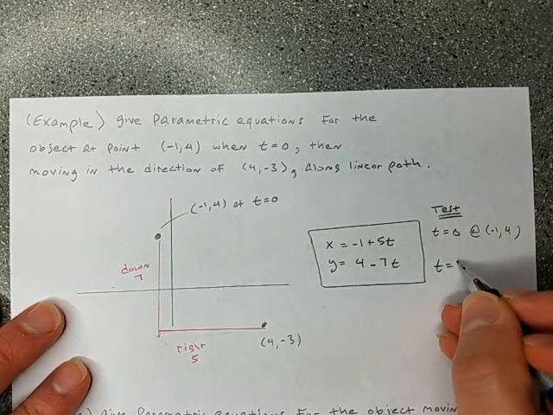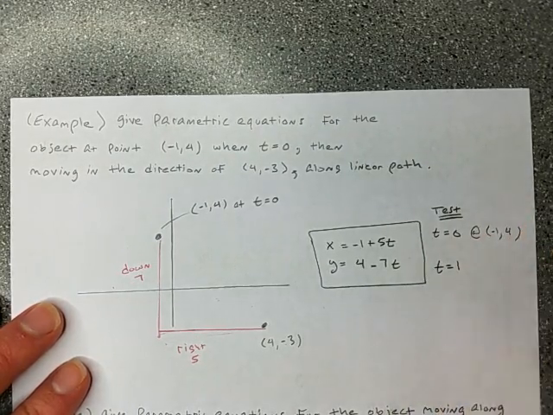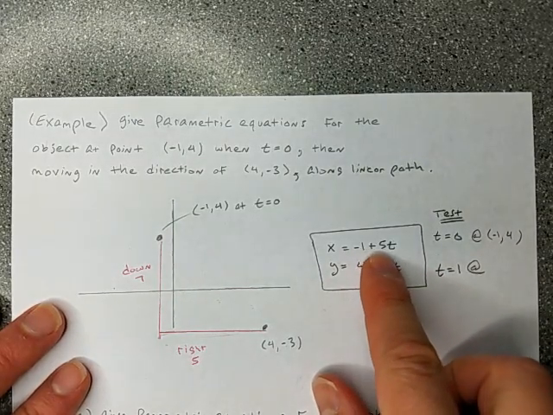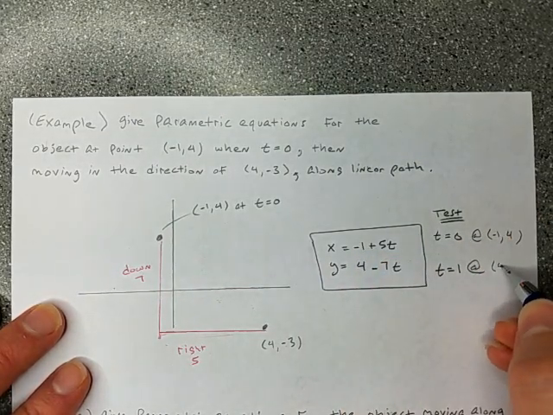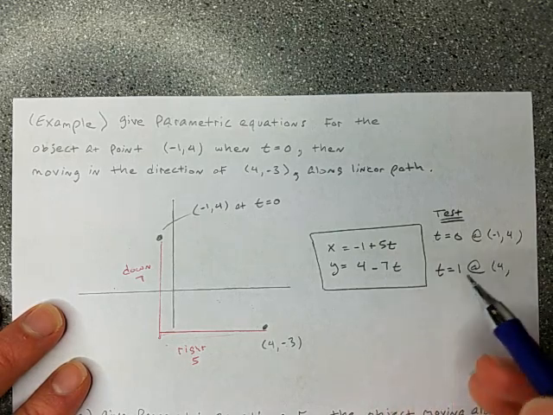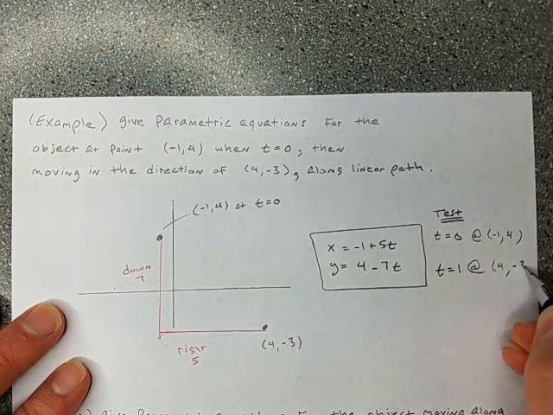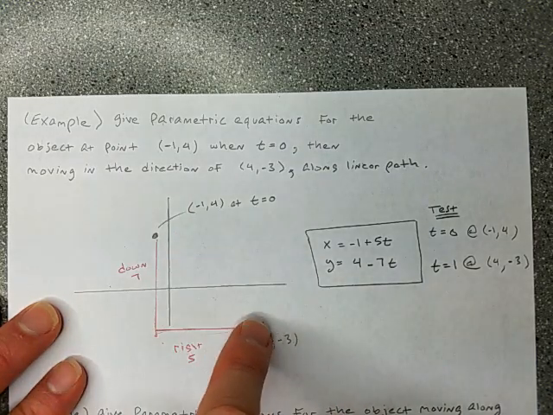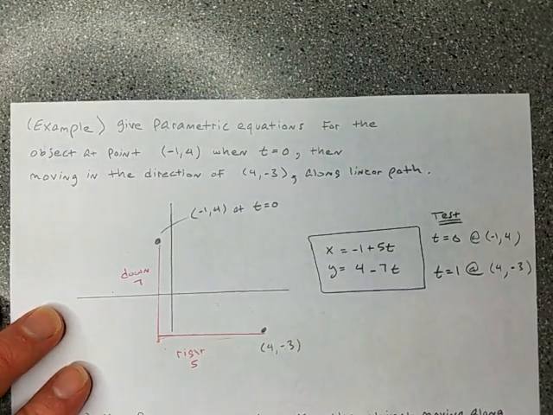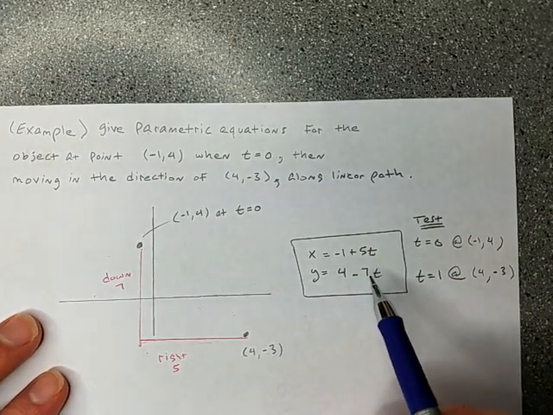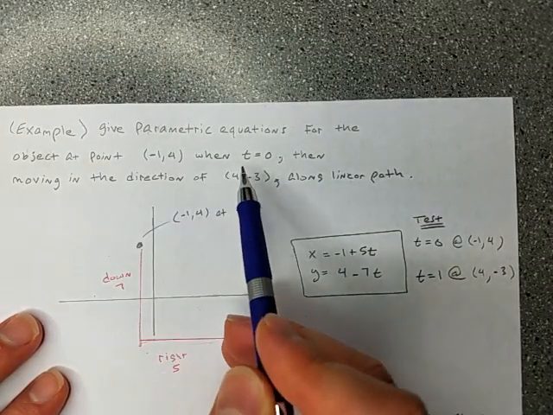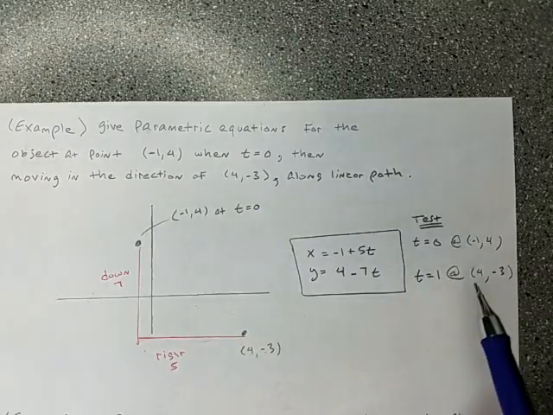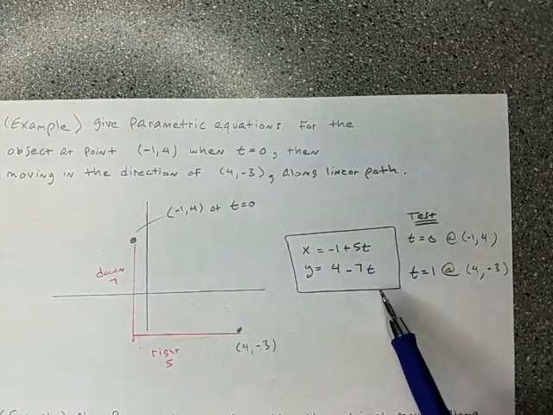And where will you be when t is 1? Let's try. When t is 1, put 1 in right there. What's -1 plus 5t? That's 4. And then what's 4 minus 7? That's -3. And so that would take you from here at t equals 0 to here at t equals 1. So yes, these are parametric equations for an object that starts here and then moves in that direction, getting to that point at time t equal to 1. So this will do it.